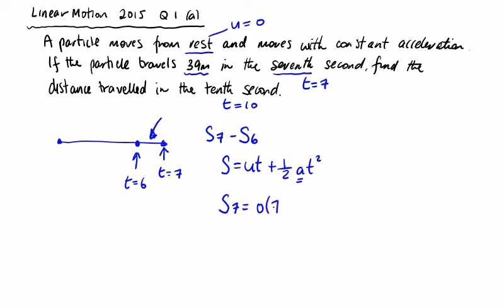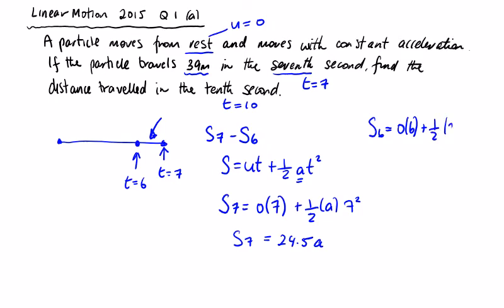So let's have a look at s in the first 7 seconds. Starts from rest, so 0 times 7, plus a half times a times 7 squared. So the distance traveled in 7 seconds in terms of a is 49 over 2, which is 24.5a. So let's see what it is in 6 seconds. It's going to be again 0 times 6 plus a half times a times 6 squared, which is 36 divided by 2, so that's 18a. So the distance traveled in 6 seconds is 18a in terms of a.